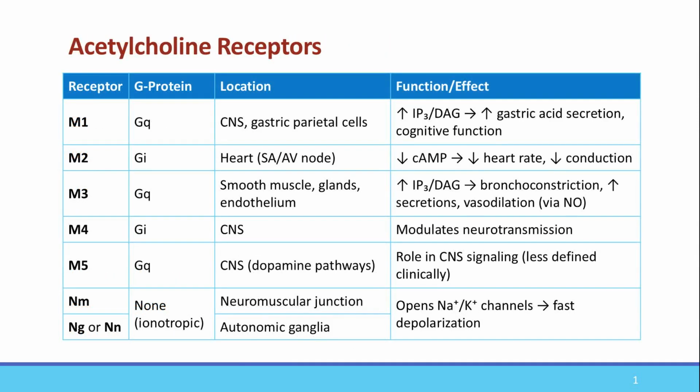Acetylcholine acts through two major receptor types, muscarinic and nicotinic, with fundamentally different mechanisms. Muscarinic receptors produce slower, sustained responses through G proteins, while nicotinic receptors generate rapid depolarization through ion channels. This distinction explains why skeletal muscle responds instantly, whereas glandular or cardiac effects develop more gradually.